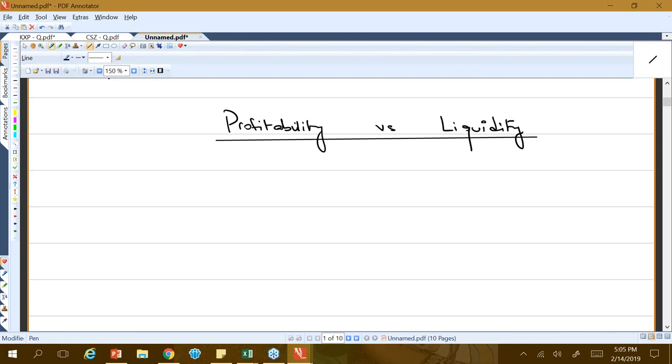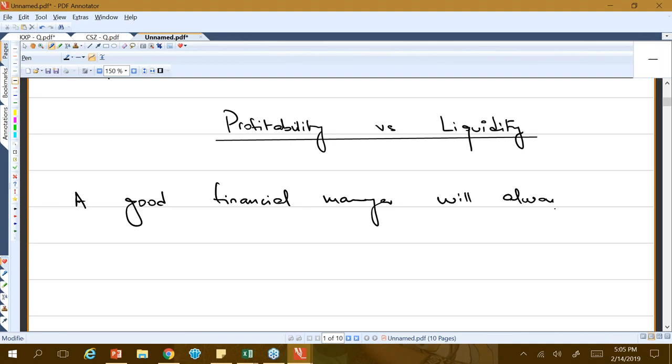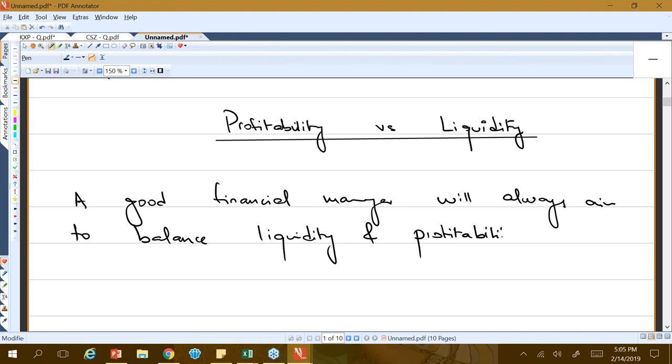Now, a good financial manager will always aim to balance liquidity and profitability. Now, excess of any of these two is bad.